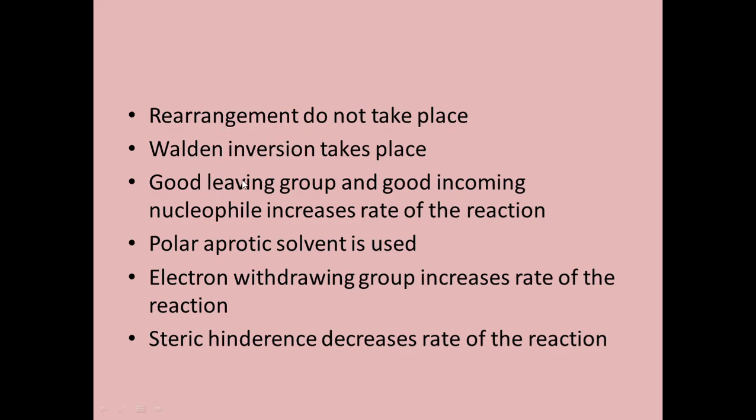Here a good nucleophile, good leaving group or good incoming nucleophile will increase the rate of the reaction. It can take place in a polar aprotic solvent. It means here a polar aprotic solvent is used. Electron withdrawing group increases the rate of the reaction. If there is steric hindrance, obviously in SN1 reaction we want stability of carbocation. Carbocation stability means there is steric hindrance, right? Tertiary carbocations are more stable as compared to secondary and then primary. In SN2, primary will be given more preference than secondary than tertiary. Steric hindrance decreases the rate of the reaction.